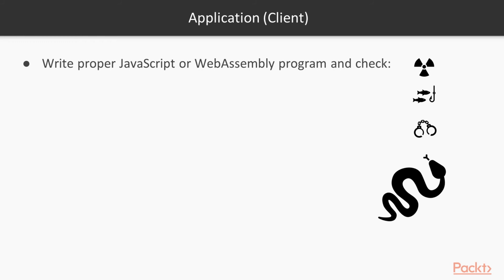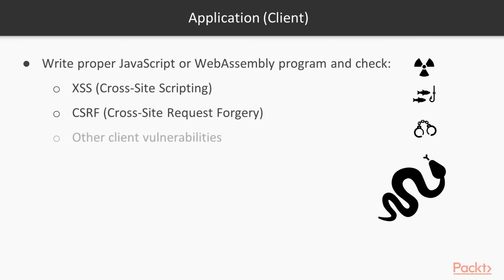When we are talking about the client application part, when we write a proper JavaScript or WebAssembly program, we have to check them and protect the client against cross-site scripting or cross-site request forgery and other client vulnerabilities. In this presentation, I will not go into that detail because these things deserve their own whole video, if not a whole series of tutorials. But it's very important, even if you are programming Java and only on the server side, to know that these things on the client exist. And a little bit of knowledge of these is important for application server developers as well.